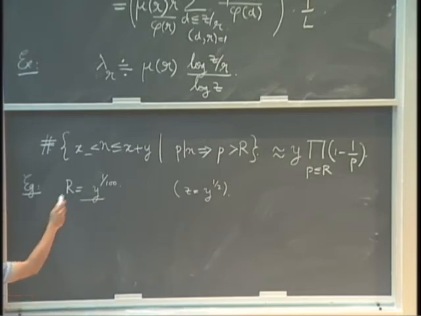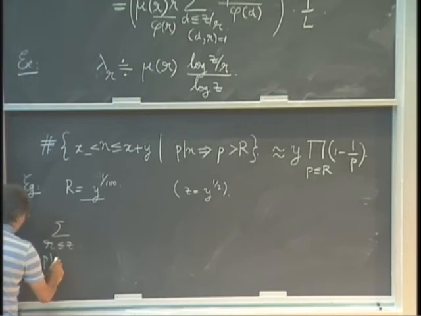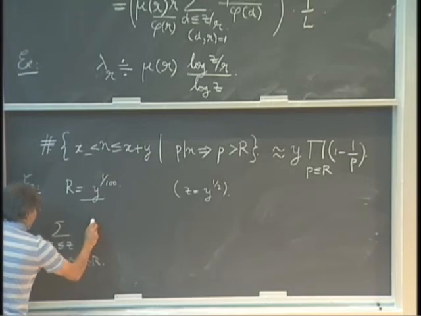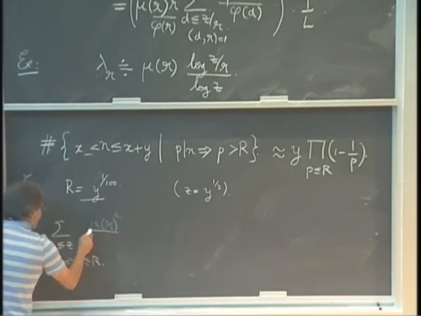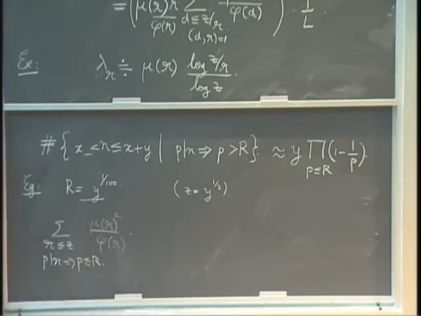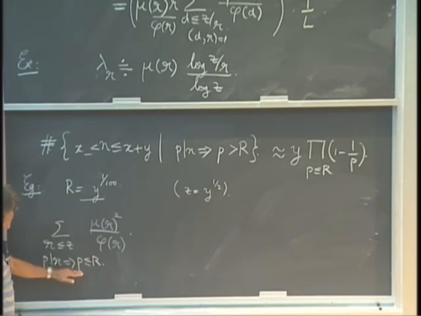So let's think of the bound that we had in this case: a sum over r up to z, where p divides r implies p is less than capital R, of mu of r squared over phi of r. And again, for concreteness, think of the situation where z is like square root of y, and capital R is a small power of z, y to the 1 over 100 or z to the 1 over 50.